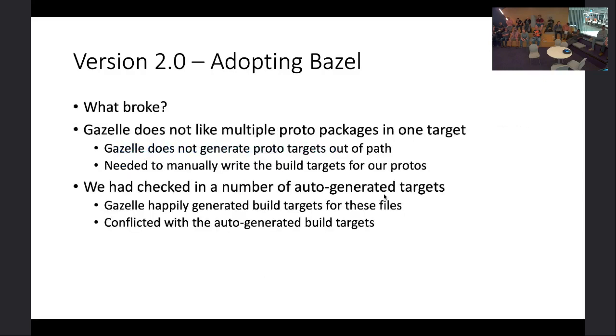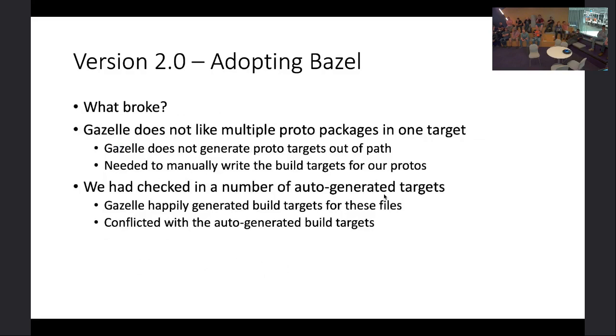And there were a few things that broke. One, and this one was early on, Bazel does not like multiple proto packages in the same directory. And this is because it doesn't generate its build targets out of path, and so it basically tries to take everything and create a single proto library target in that directory. It doesn't like compiling 15, 20, 30 different proto files that are all actually different build targets at the same directory level, which means we needed to basically manually write the build targets for our entire proto structure and say gazelle ignore proto. That was painful.